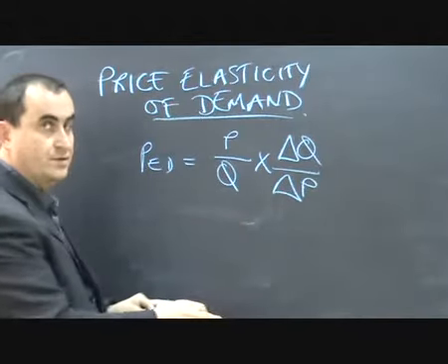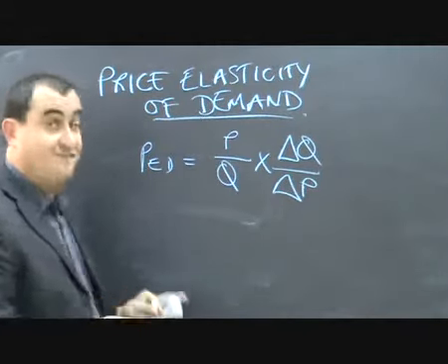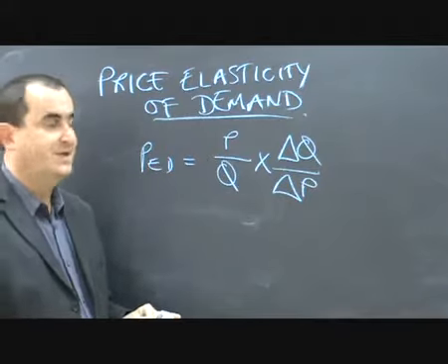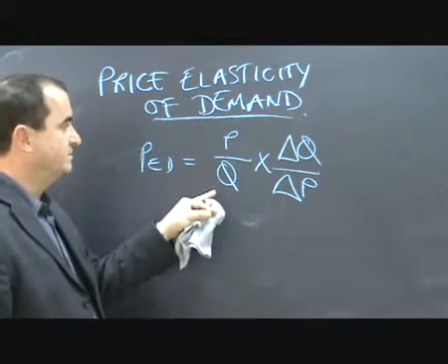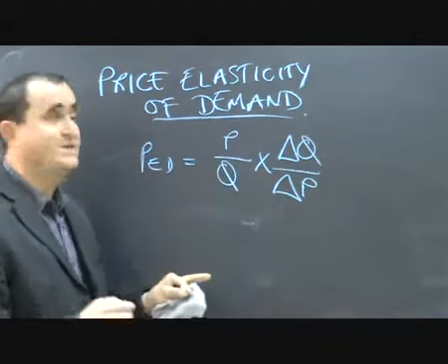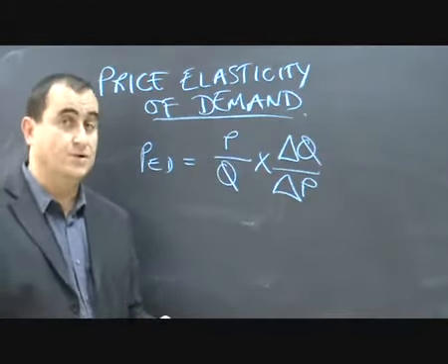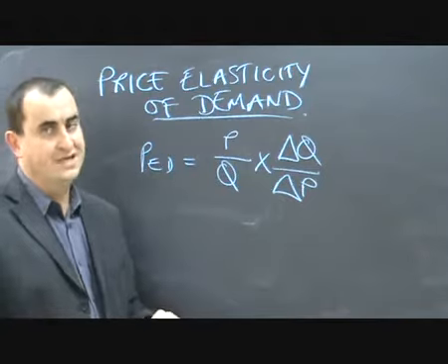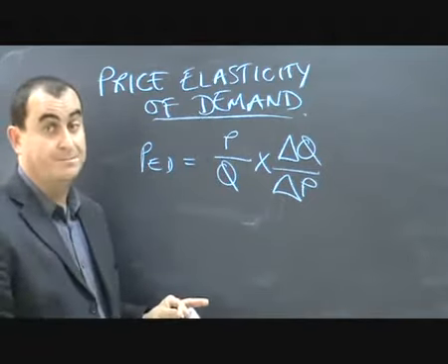This is going to give a value which is definitely going to have a negative value. If the price rises, the quantity falls, so we're going to have a plus over a negative or a negative over a plus, so it always comes out as negative. I'm going to ignore negative values. I'm just going to treat the number from now on.